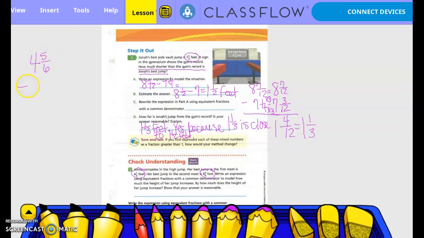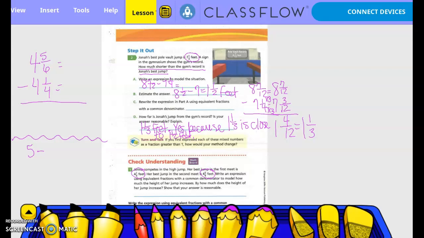4 5/6 minus 4 1/4. Okay, now let's do our estimate real quick. So that could also be what? So 4 is it 4 times 6? Is that close to 4, 4 1/2, or 5? 5. Okay, so 5 minus, and then 4 1/4. Is that close to 4, 4 1/2, or 5?